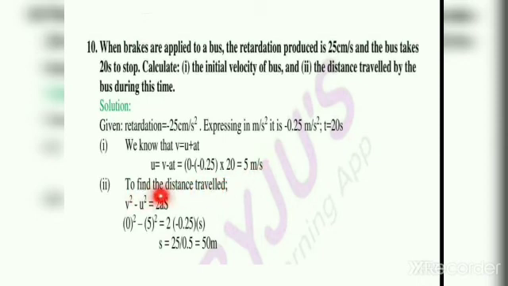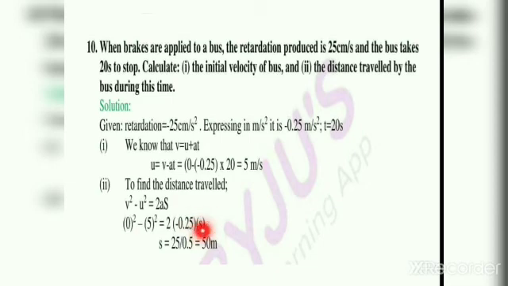So you get 5 meter per second. To find the distance traveled, you're going to use the formula v square minus u square is equal to 2as. You know that v square is equal to u square plus 2as. When you take it to the other side, v square minus u square is equal to 2as. The final velocity is 0, square, minus the initial velocity you have just found, 5. So 5 square is equal to 2 into the acceleration, which is the retardation minus 0.25, into the distance, which you don't know, so write it as it is.